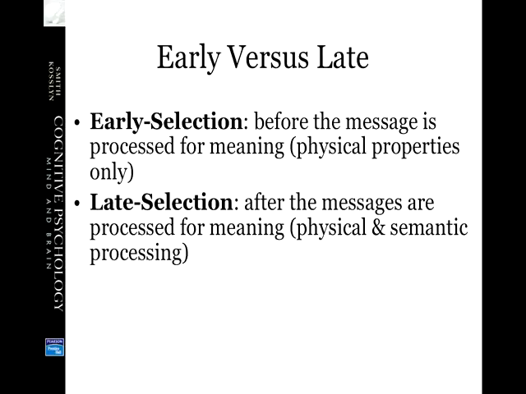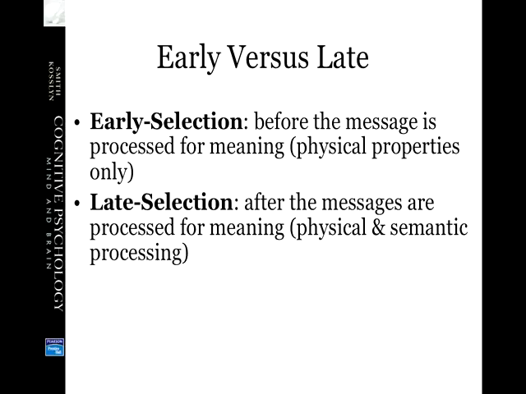Okay, so what's the difference? Early selection theory says that the filtering occurs before the message is processed for meaning. And so meaning being like creating a mental picture of what's being said, so word processing or creating a mental image of the world. And so you're only going to get the physical properties of the system. So gender, so pitch, tone, but nothing else about what's going on in this message.